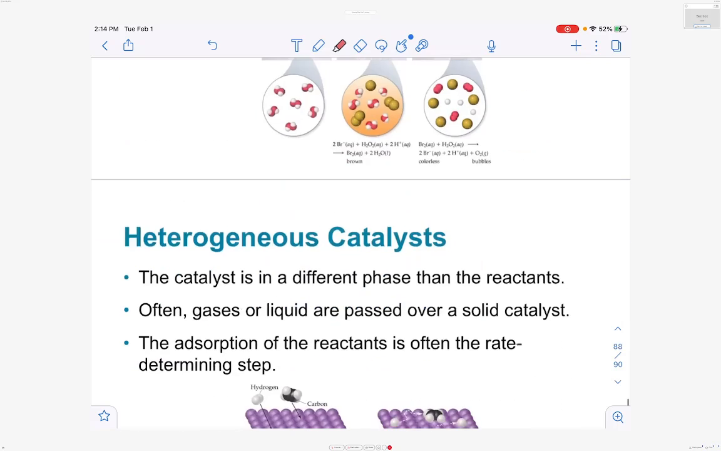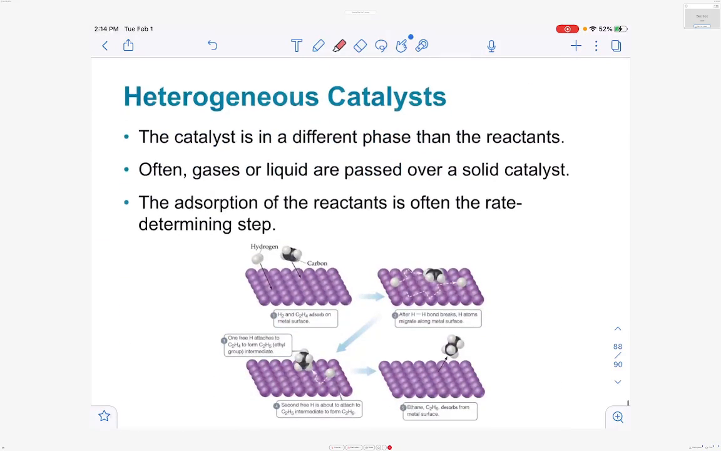Let's take a look at an example of the heterogeneous catalyst. Heterogeneous catalysts are in a different phase than the reactants. For example, this is a solid catalyst in contact with hydrogen and carbon. These are the gas state reactants. If a solid catalyst reacts with gas, they are in different states. We call this a heterogeneous catalyst.